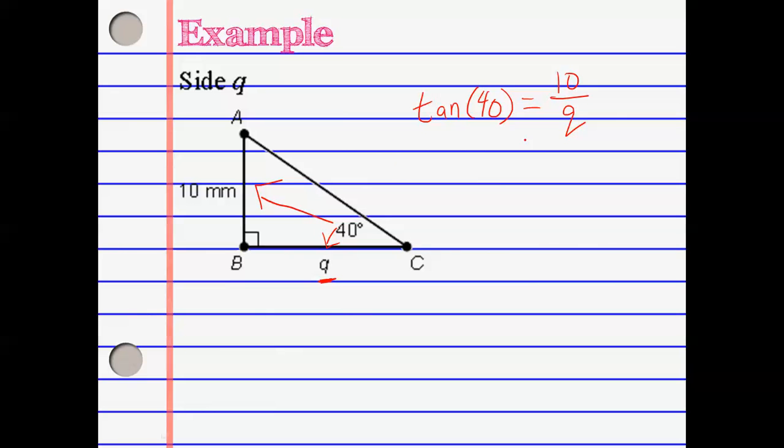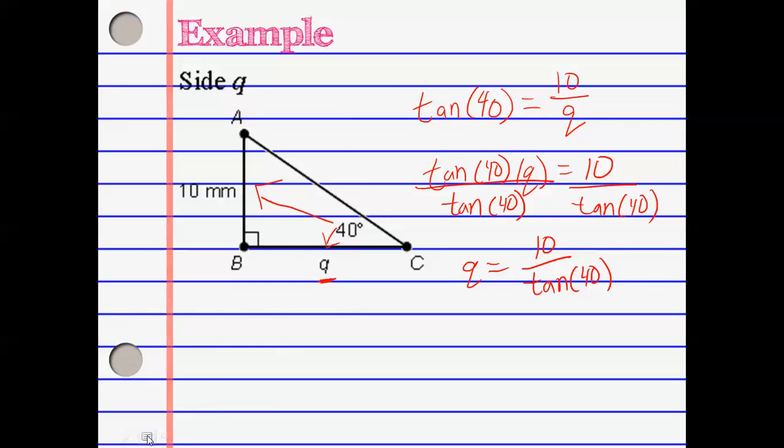All right, so again, you're going to multiply by Q on both sides, so that's going to give us tangent 40 times Q is going to be equal to 10, and then we're going to divide by tangent 40. So that's going to give us Q equals 10 over tangent 40.